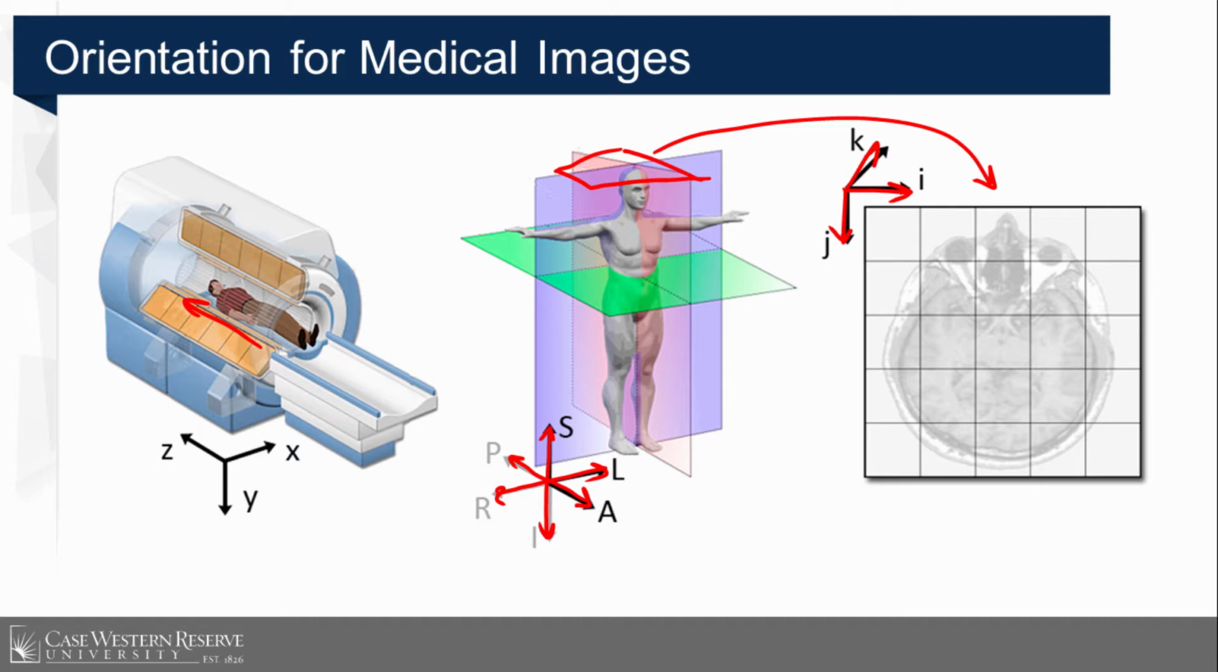And so usually we're going to keep these indices here, which just correspond to up and down and left and right in the actual image itself. And again, we have to understand exactly the geometry of how we've collected our image to see how this relates back to our patient frame of reference or even our scanner frame of reference.